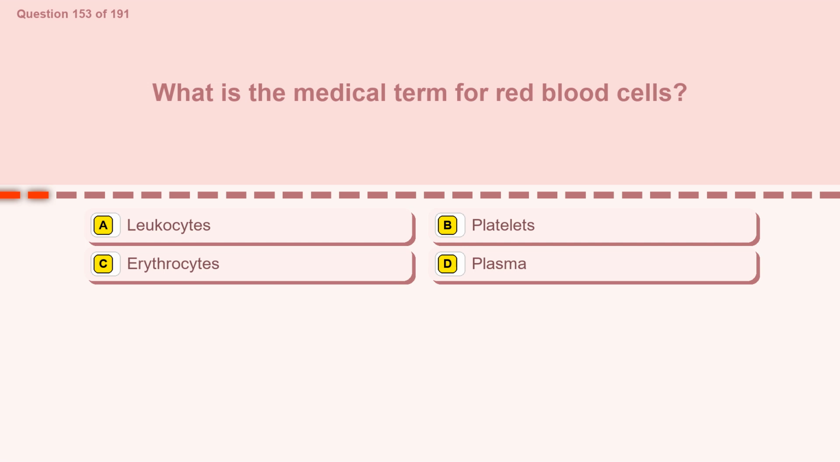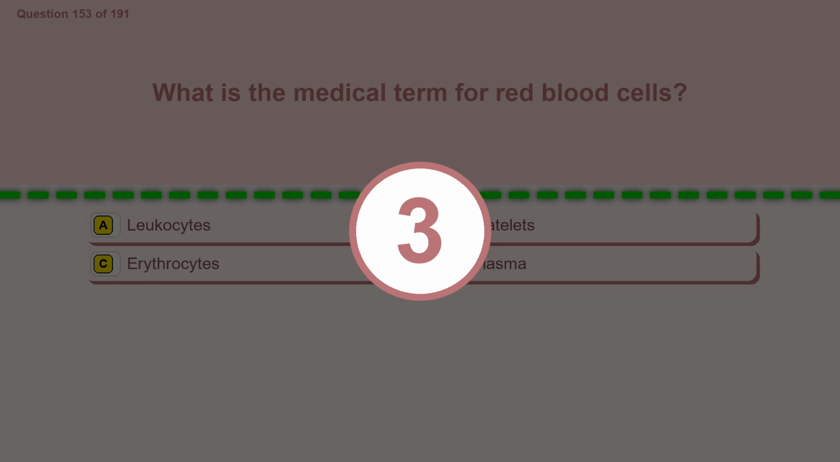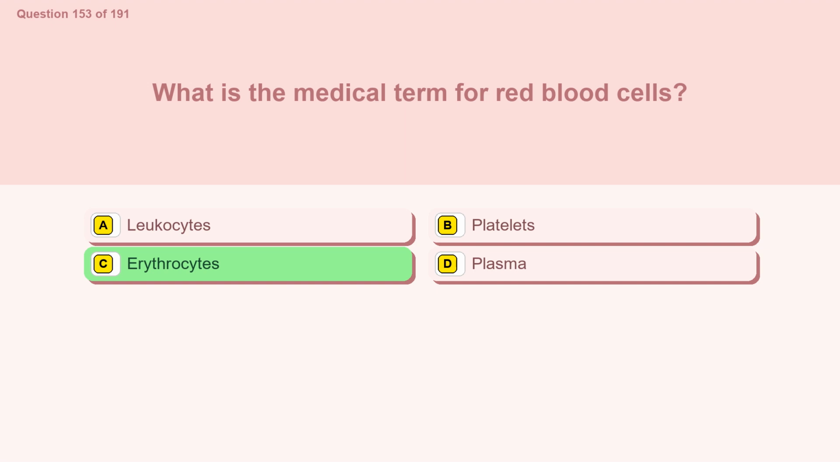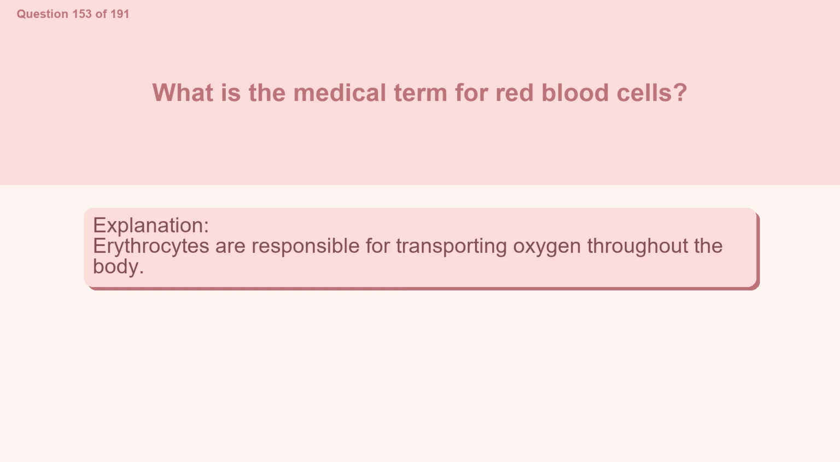Question 153. What is the medical term for red blood cells? Option A, leukocytes. Option B, platelets. Option C, erythrocytes. Option D, plasma. The correct answer is option C, erythrocytes. Erythrocytes are responsible for transporting oxygen throughout the body.